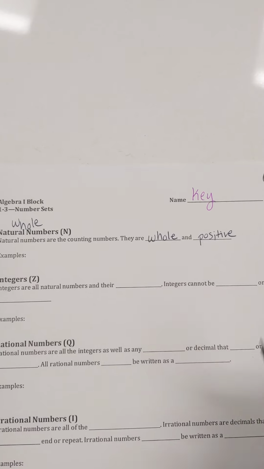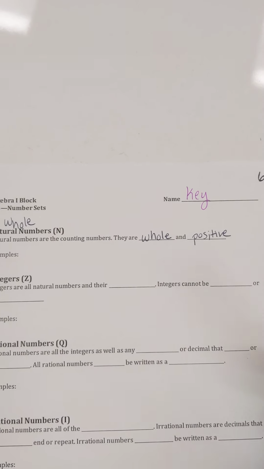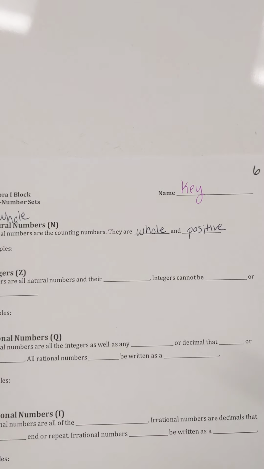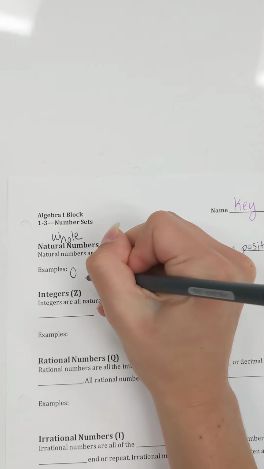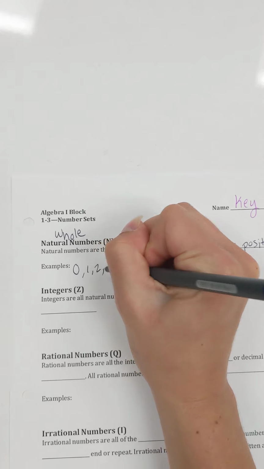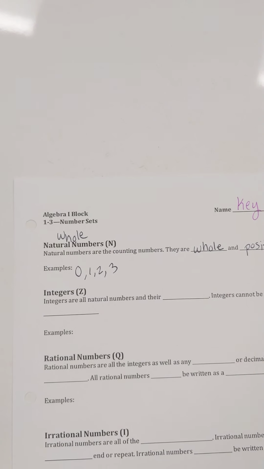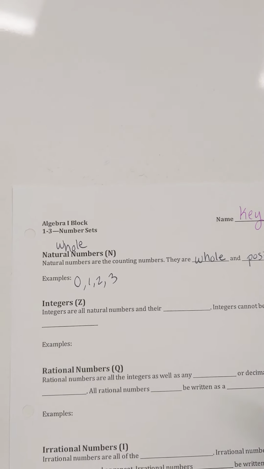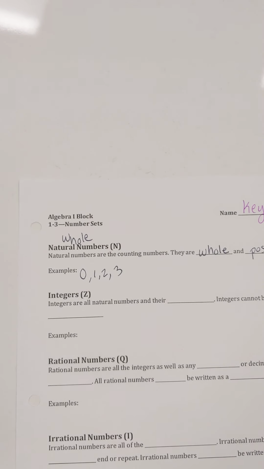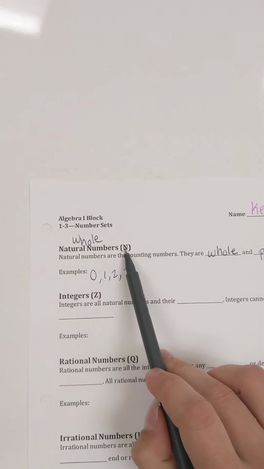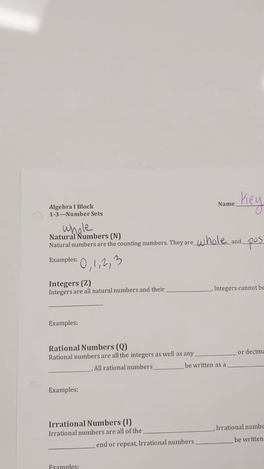So all natural numbers are whole numbers. That means no decimals, no fractions, and they're positive numbers, no negatives. So some examples are 0, 1, 2, 3. Write out a couple more examples here. Those are natural numbers. We use the letter N to represent natural numbers.